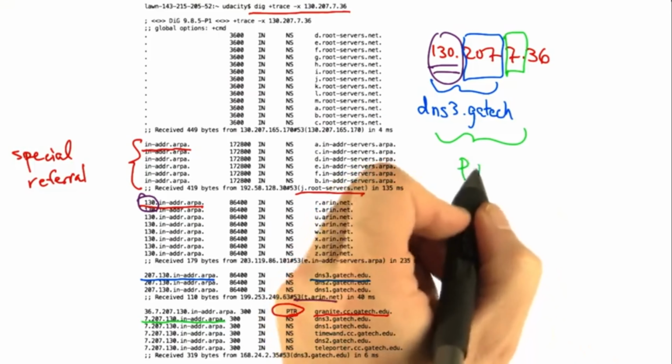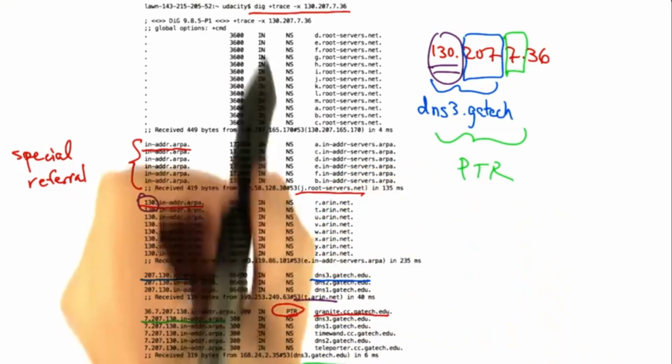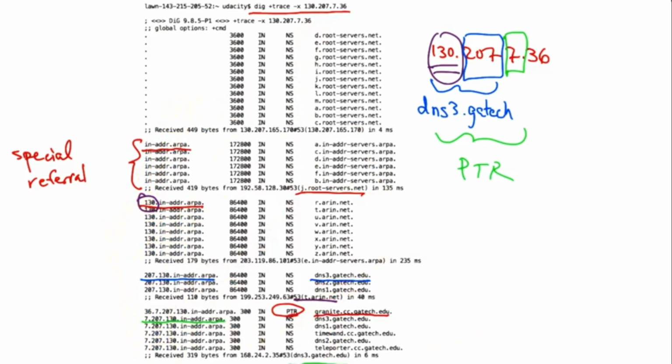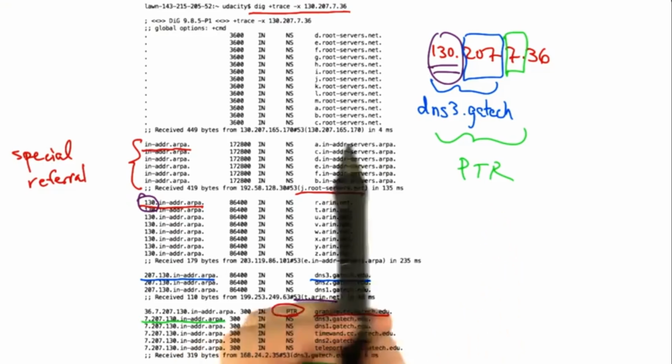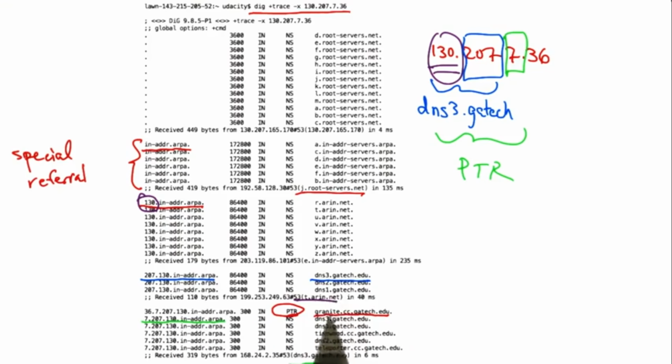And now we actually get the PTR because DNS3.gotek.edu knows the reverse mapping between 130.207.7.36 and the name for that IP address. So you can see that the PTR records, or those that map IP addresses to names, are resolved through a special hierarchy through in-addr.arpa at the root, followed by a walk through the regional registries and ultimately to the domains, such as Gotek, that are responsible for particular regions of the IP address space.